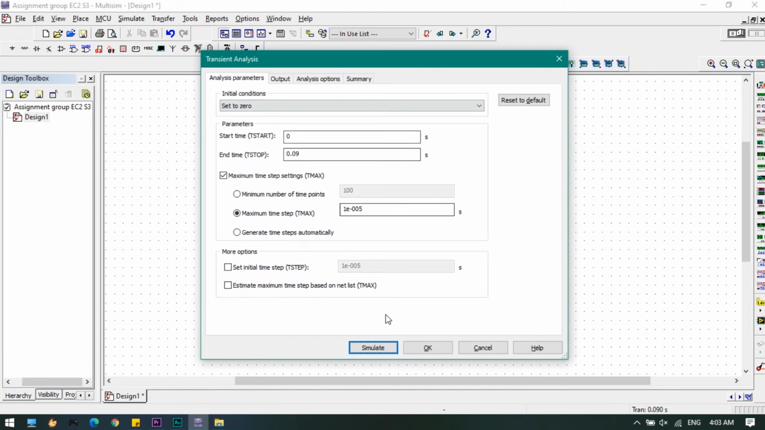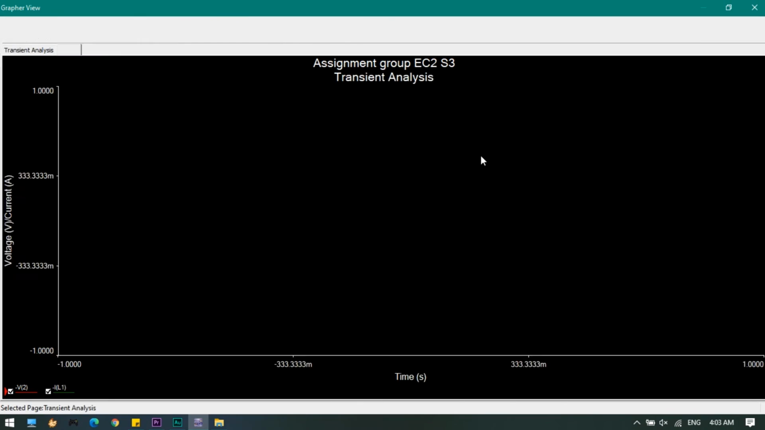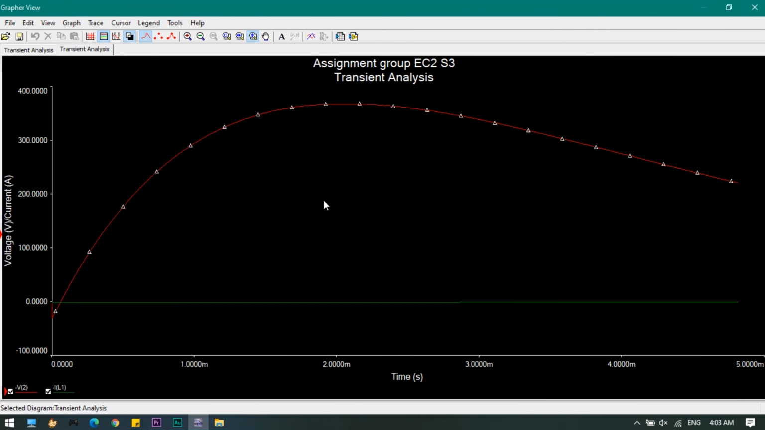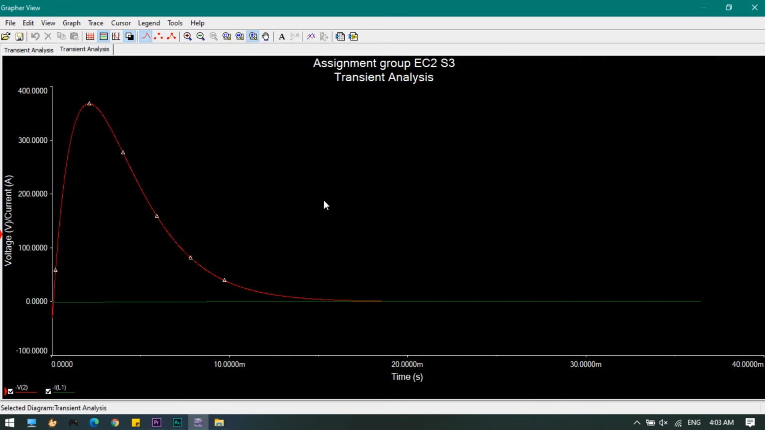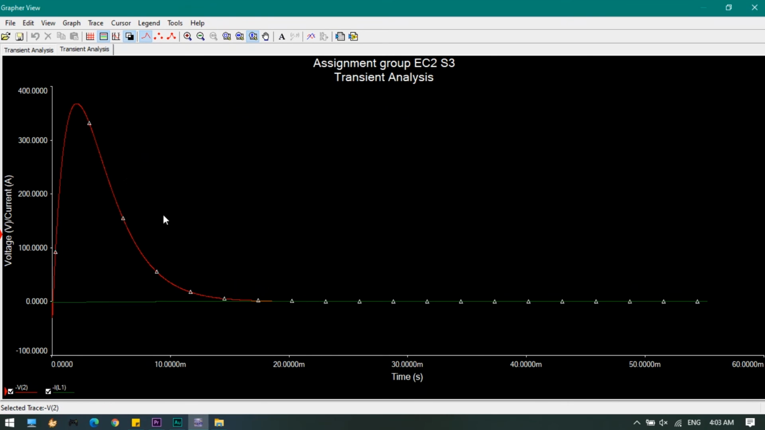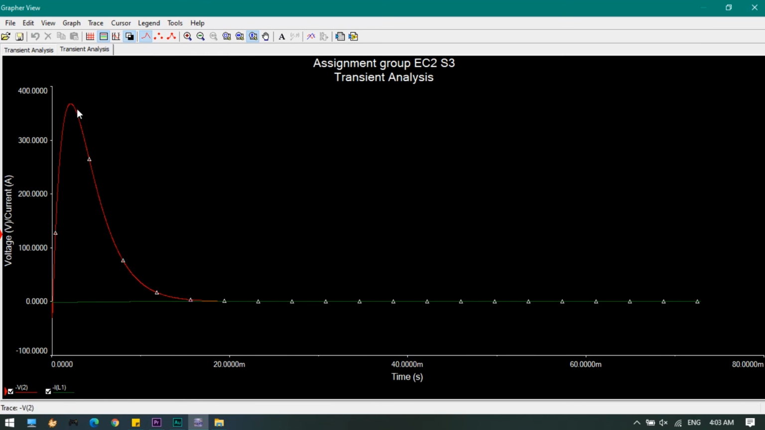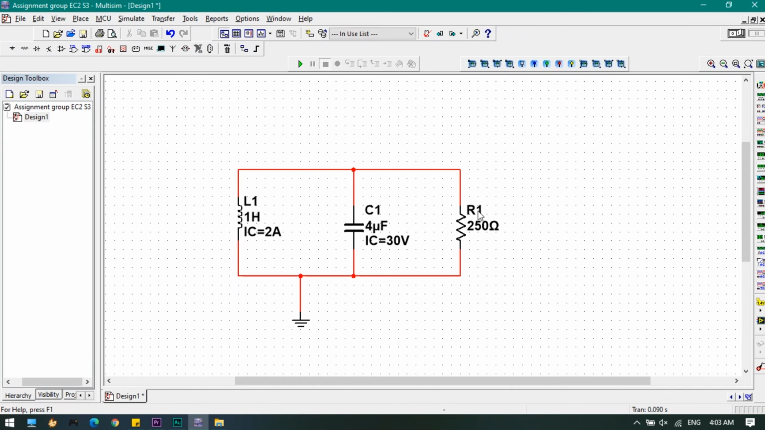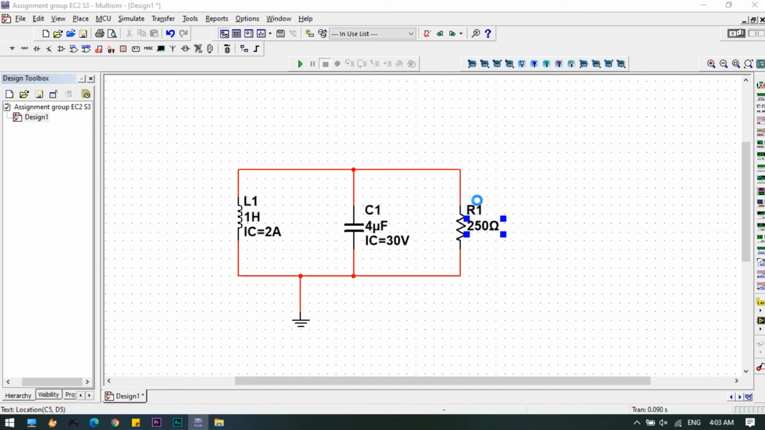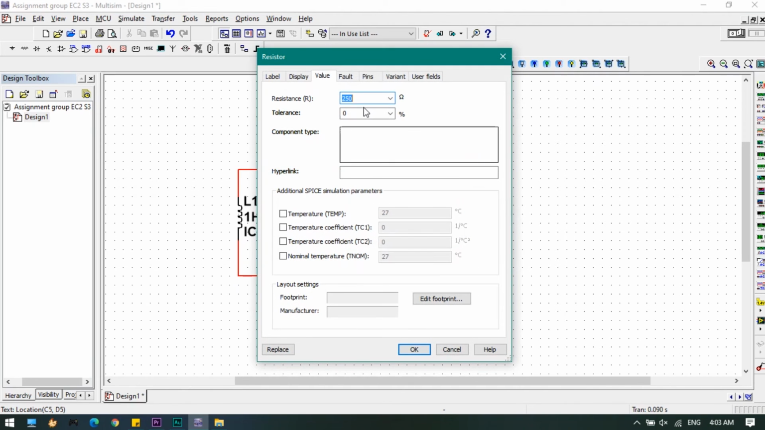Alright, the next is critically damped, where the resistor is 250 ohm. Let me just simulate. Here is the graph for critically damped. It goes down faster than overdamped. And then the current, well, I've shown you in the report.